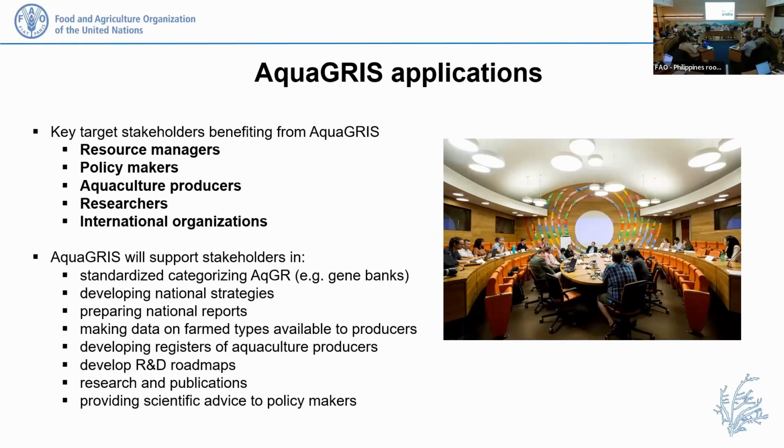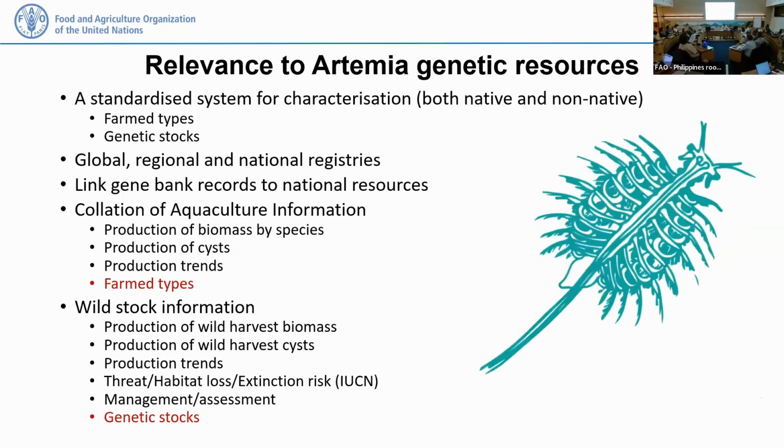So it's quite a broad church. We believe it has applications to many different stakeholders. We actually also believe that it's more diverse and broader than the information systems developed for crops and livestock, and we have the opportunity to do that because we have so many fewer genetic resources in aquaculture than we have in terrestrial agriculture. So on to the most relevant bit for Artemia.